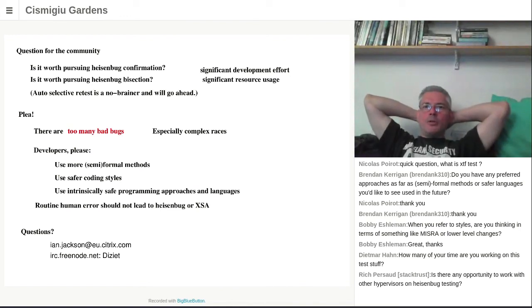Is there any opportunity to work with other hypervisors on Heisenbug testing? I'm not sure how much bare metal testing the other hypervisors are doing. I'm not aware of KVM, for example, having a system similar to OSS test with a lot of bare metal testing.